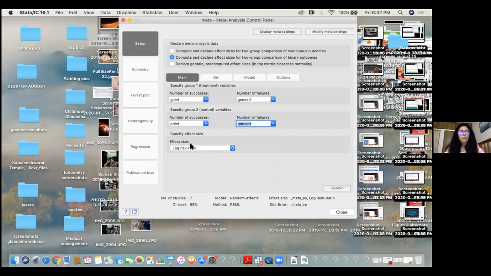And then you want to calculate the effect size. You have the options here. Here they have calculated the risk ratio. So we get that, and then that's all. We just have to submit.